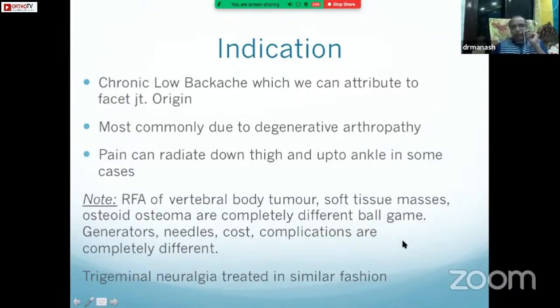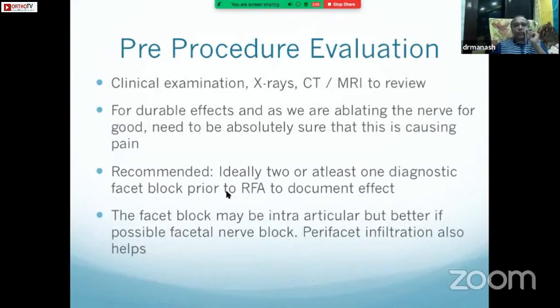However, the neural ablations are almost all the same, and trigeminal neuralgia is treated in the same fashion as what we are doing for the facet joint denervation. So pre-procedure evaluation, as already explained, is the clinical examination, X-ray, CT, we all do. CT is at times more valuable for the facet joint evaluation, as you can see the subchondral sclerosis and the perifacet inflammatory changes and osteophytes well. But MRI is now standard. We can see the edema and all those.